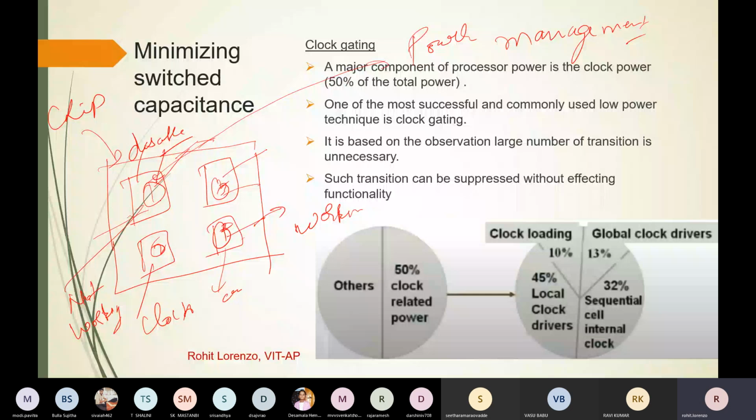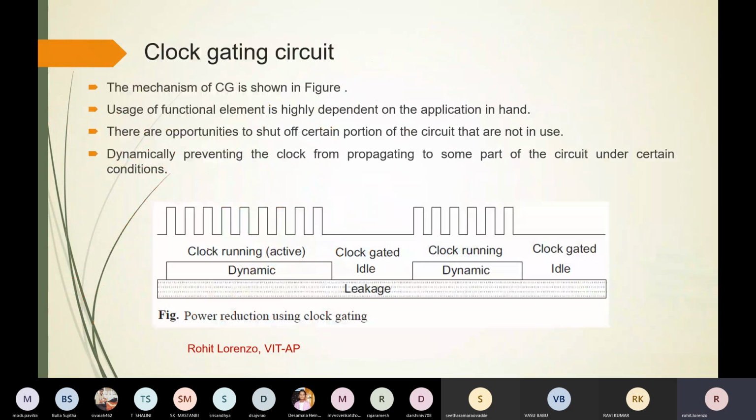If I disable those blocks, then they will definitely not consume power. The blocks which are in active mode will only consume the power. So with the help of clock gating, we are actually disabling the blocks. This is the clock gating technique. We'll see it in detail here. Suppose this is a clock. When this clock is running, there is dynamic power dissipation. But when the clock is gated, it is disabled, there is only leakage. There is no dynamic power dissipation.